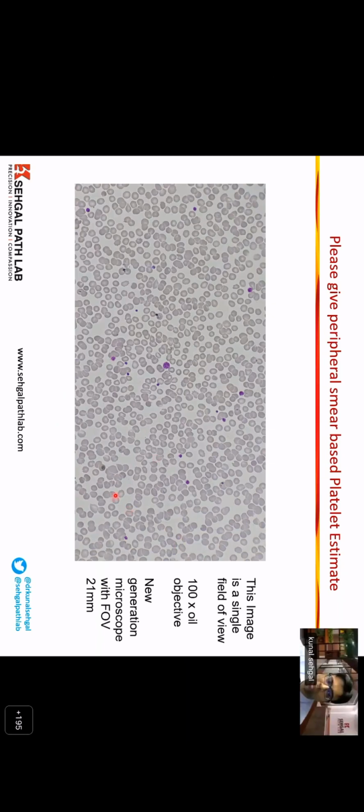The importance, more than the multiplication factor, is that if you have an older microscope with a field of vision of 18 mm, you will see fewer platelets. If you have a bigger field of vision, 21 millimeters, you'll see more.